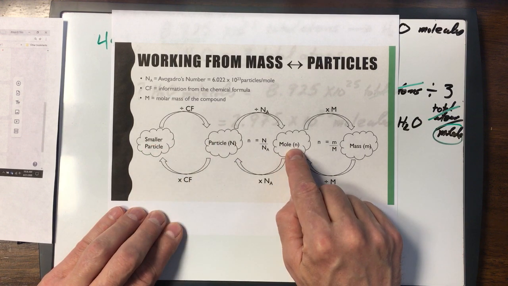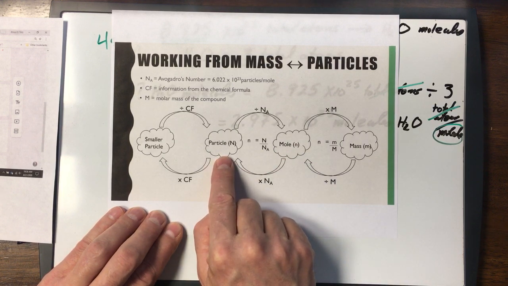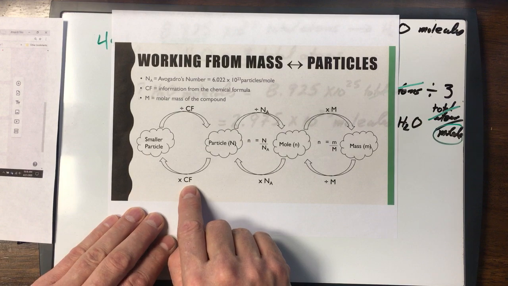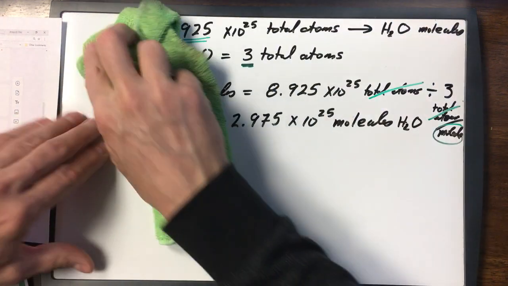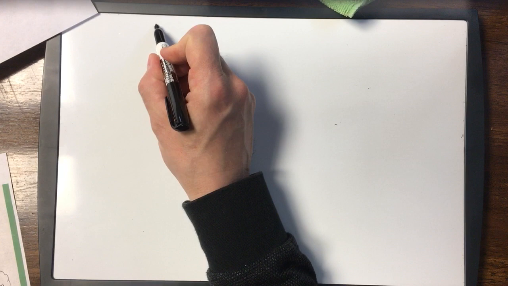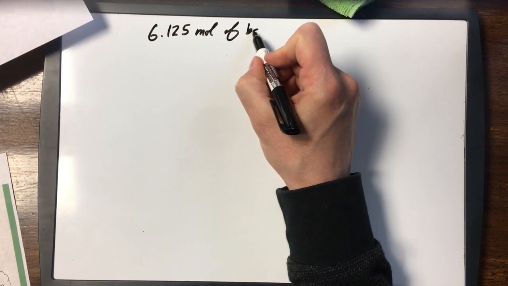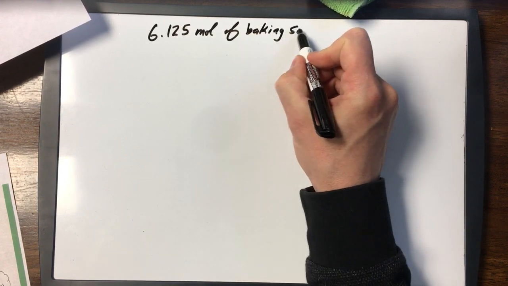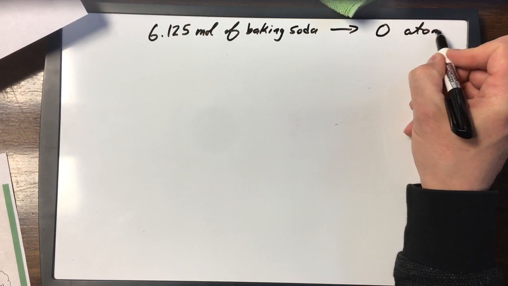So we're going to start with moles. We're going to then convert to particles using Avogadro's number, and then from particles, we're going to use the chemical formula of baking soda to calculate the number of oxygen atoms. So this is going to be a 2-step problem. Let me get that one set up. So it's asking for 6.125 mole of baking soda, and we want to get into oxygen atoms.